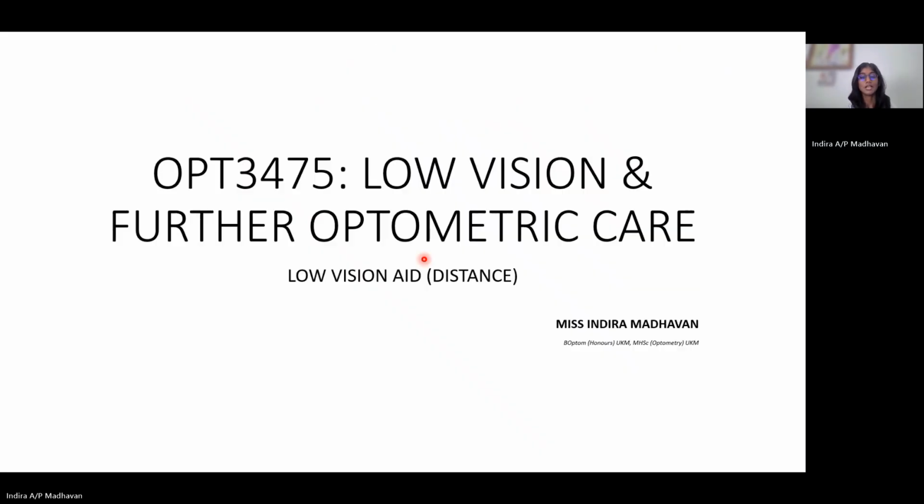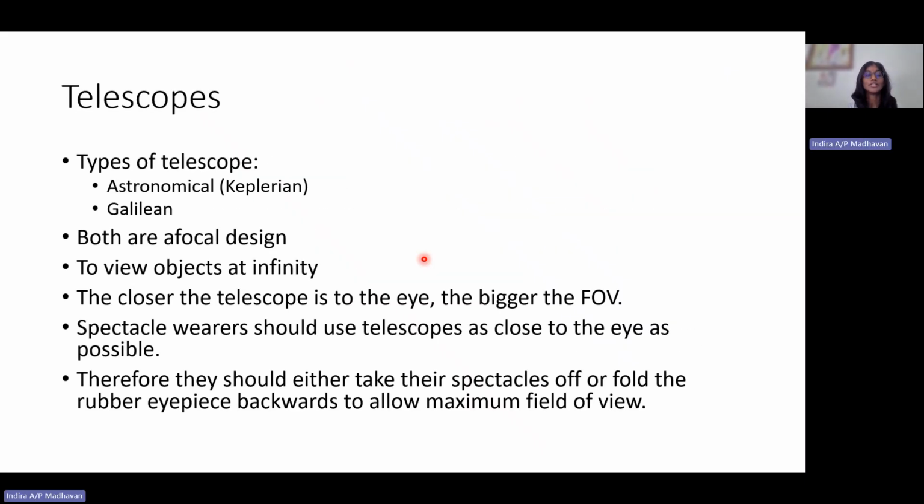Okay. So the topic for this video is going to be on low vision aid for distance. This is for the subject of OPT 3475, low vision and further optometric care. So this is the next lecture on the distance aid. First of all, there are two types of telescope as already mentioned earlier. One is astronomical or Keplerian, and another one is Galilean. So there are two types of telescope that are available.